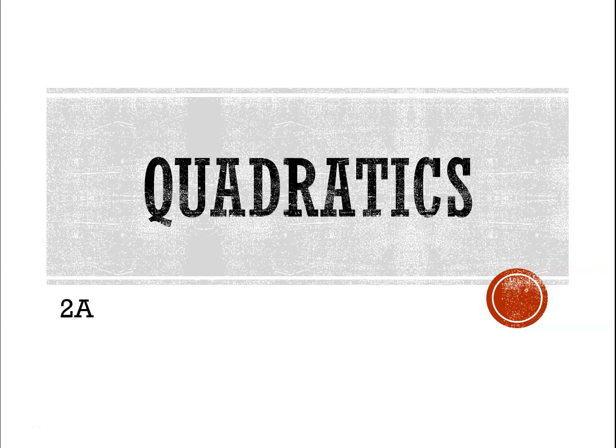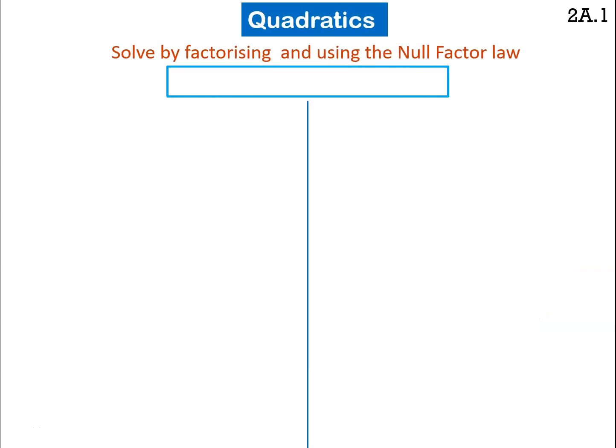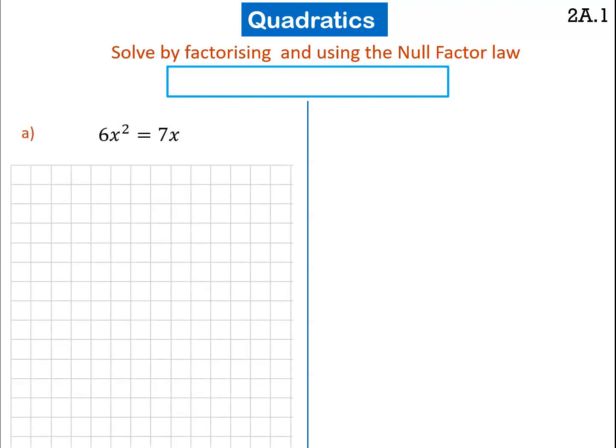Hello Year 11s, our first topic is quadratics and more specifically solving quadratic equations. Now you would have done this last year, so a bit of revision. If you're looking at that equation there, 6x squared is equal to 7x, it's asking us to solve it by factorizing and using the null factor law.